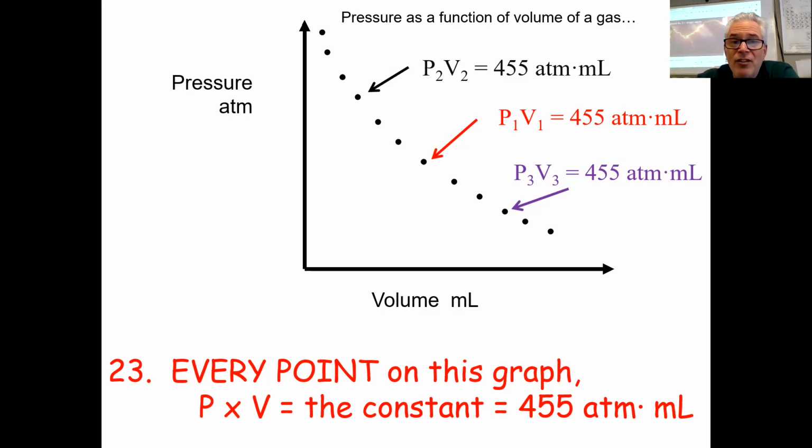Every single point on this graph, the graph of my sample, pressure times volume equals every other point, pressure times volume. And for this sample, it happens to be 455 atmosphere milliliters. That's my sample for my gas. Every gas sample has its own gas constant. It's sort of temporary. It's for that sample. When I pop the balloon, I lose my pressure and volume. I don't really have a sample anymore, and so I won't really have a constant.